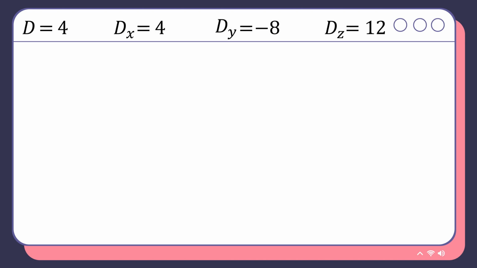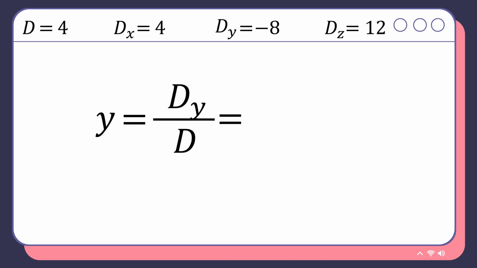For the value of y, we have the quotient of the determinant of matrix D sub y and the determinant of matrix D, which is equal to negative 8 divided by positive 4. And the quotient is equal to negative 2.